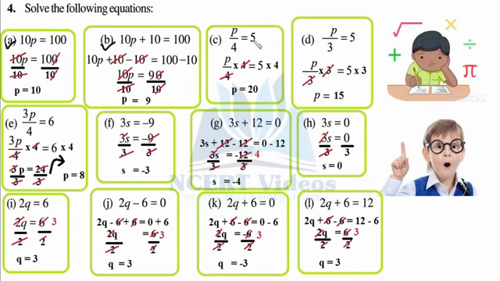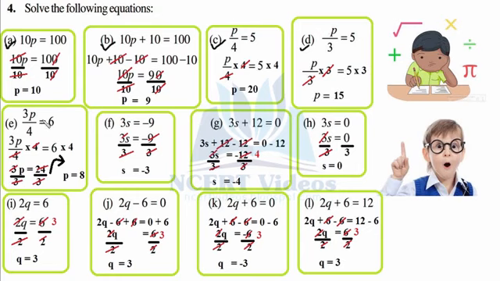p upon 4 equals 5. Now it is in division, so we'll have to introduce multiplication with the same number 4. We'll also have to do it on the right hand side so that the equation doesn't change its value. The 4 cancels, p is separated, equals 20. Next, p by 3 equals 5. 3 is in the denominator, so introduce it in the numerator with multiplication. Similarly on the right hand side, 3 cancels, p is separated, equals 15.